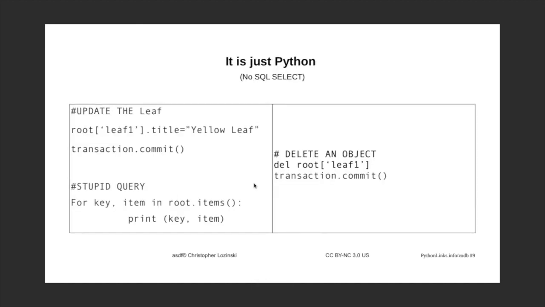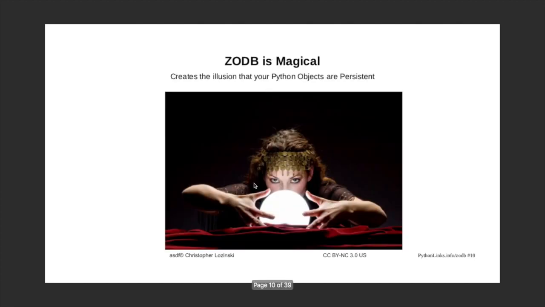And of course, it's just Python. So, I mean, it's really just Python, really easy. No SQL selects. So let's see. First, we're going to update the leaf. So we get the root object, and we say, give me leaf 1, and set the title to be yellow leaf. Transaction.commit. Okay, done. We may have a simple query. For key, item in root.items, print key and item. Also very simple. You may want to delete an object on the right-hand side. Delete root of leaf 1, transaction.commit. So it's just Python, so it's really easy to use the ZODB. You don't have to learn some other tools.